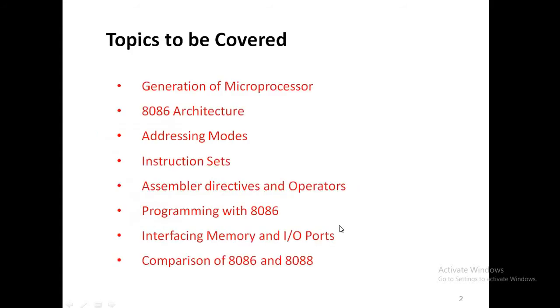Here I am going to cover what is a microprocessor, the generations of microprocessors, 8086 microprocessor architecture, its addressing modes, the instruction set used, the assembler directives and operators, how to program with 8086, interfacing memory and I/O ports, as well as a comparison of 8086 and 8088.